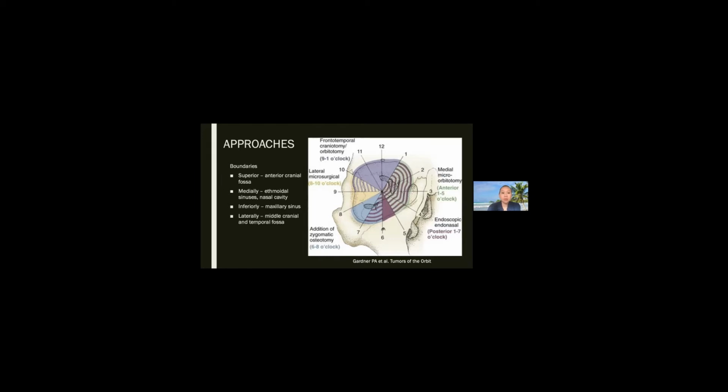If you think of the orbit as like a clock, your frontotemporal craniotomy can get you from about 9 to 1 o'clock. If you add on lateral orbit, you can extend that to 10 o'clock. If you add on zygoma, it allows you to get a little bit more inferiorly to 6 o'clock. From anteriorly, the ophthalmologists typically do medial microorbitotomies, which we'll talk about, and then nowadays, more and more people approach the medial orbit via endoscopic endonasal, which gets you from 1 to 7 o'clock.